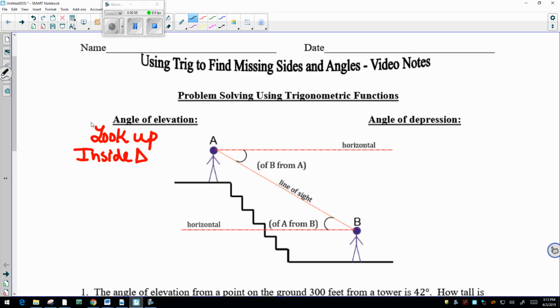So on this picture to the right, if I'm looking at the person standing at B, their normal line of sight would be out. And they have to tilt their head up so that they could see the person up at A. So this down here that we just traced out, this is going to be your angle of elevation.